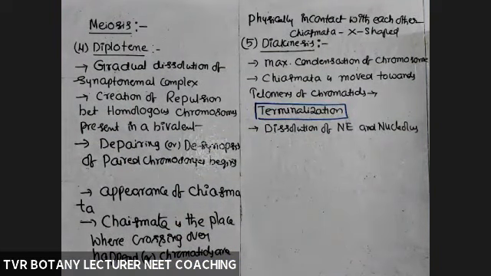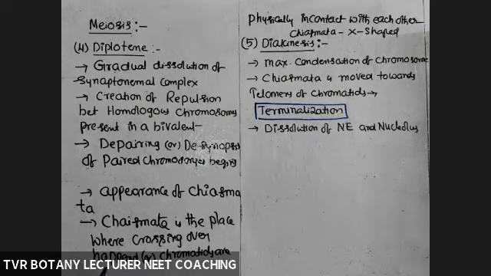Disappearance of nuclear envelope and nucleolus. Both are disappeared. Okay. So what about the first event? Maximum condensation of the chromosome. Because of maximum condensation of the chromosome, chiasmata is moved towards telomeres. Movement of chiasmata towards telomeres is called terminalization.